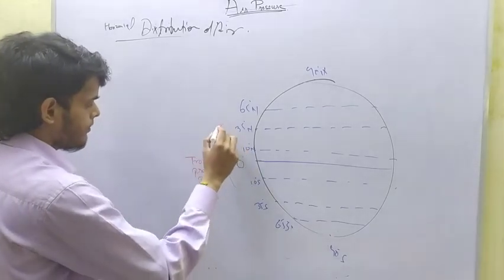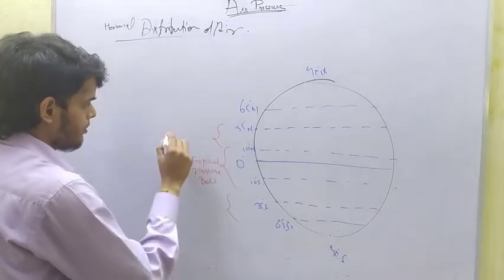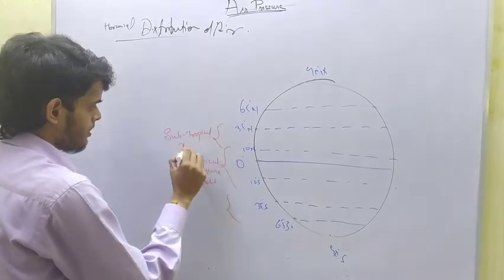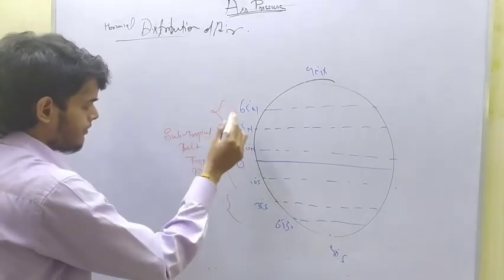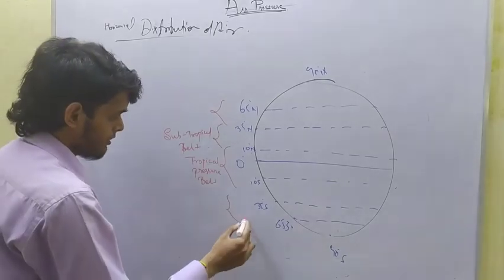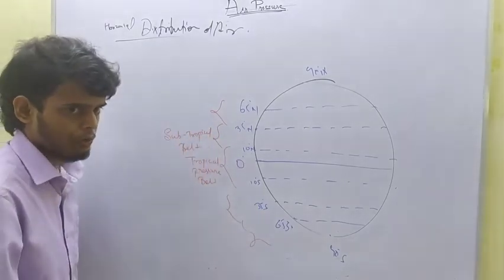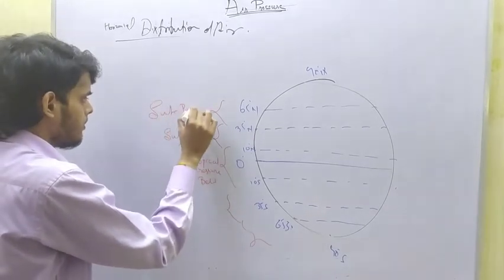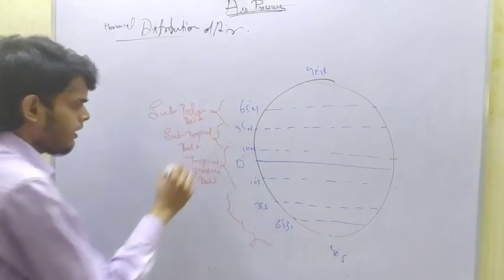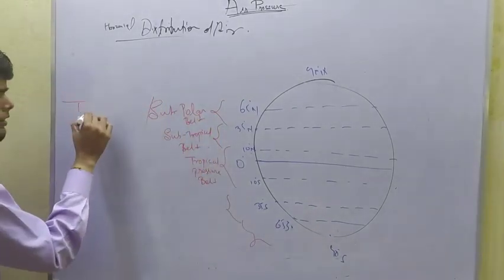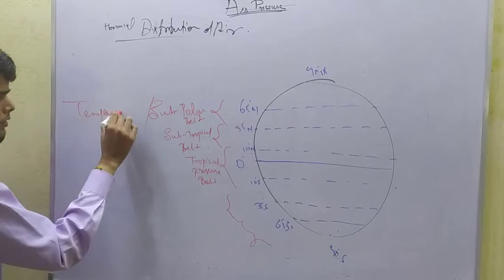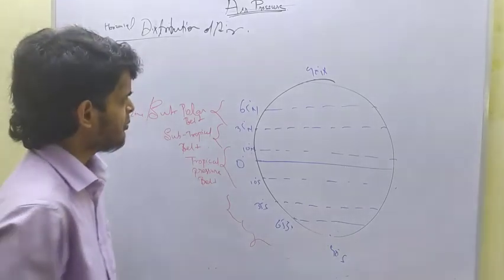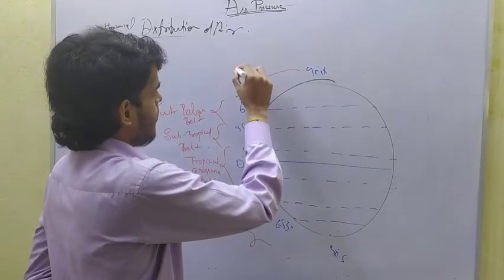From 10° north to 35° north and 10° south to 35° south is called the subtropical belt. From 35° north to 65° north and 35° south to 65° south is called the subpolar belt. The subpolar belt is also called the temperate zone. And 65° to 90° is called the polar belt.